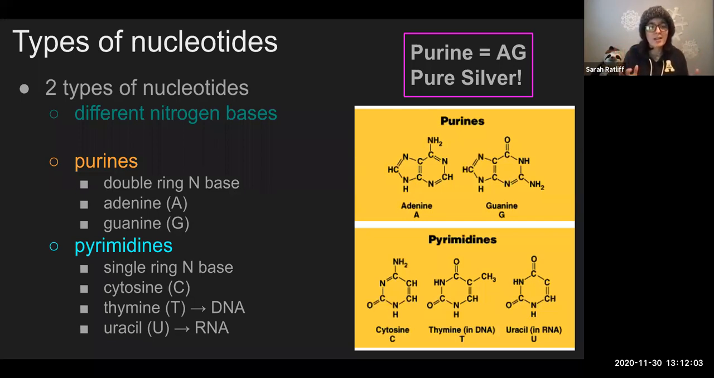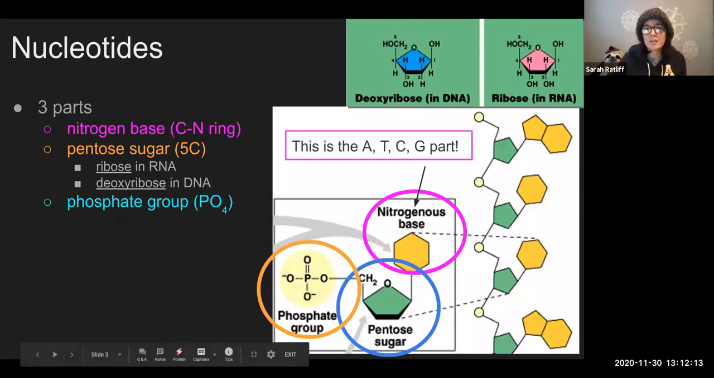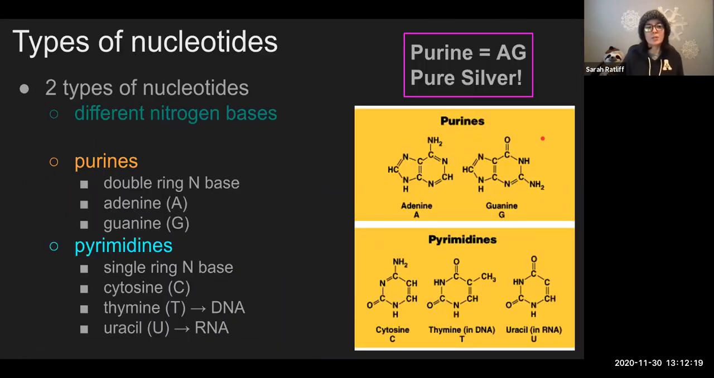There are two different types, and it is all dependent on those nitrogen bases, those things hanging off the side. We have purines, which have the double ring. So looking back here, our very top one here has two rings, that would be a purine. Our purines are adenine and guanine, A and G. The way I remember this is that looking at our periodic table, the symbol for silver is Ag. So A and G are purines because they are pure silver. Hopefully that works for some of you. Others may not, you just have to memorize it, sorry.